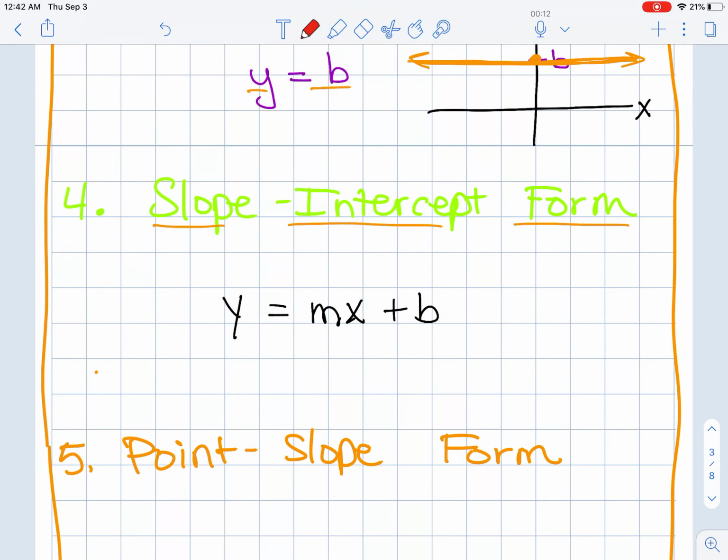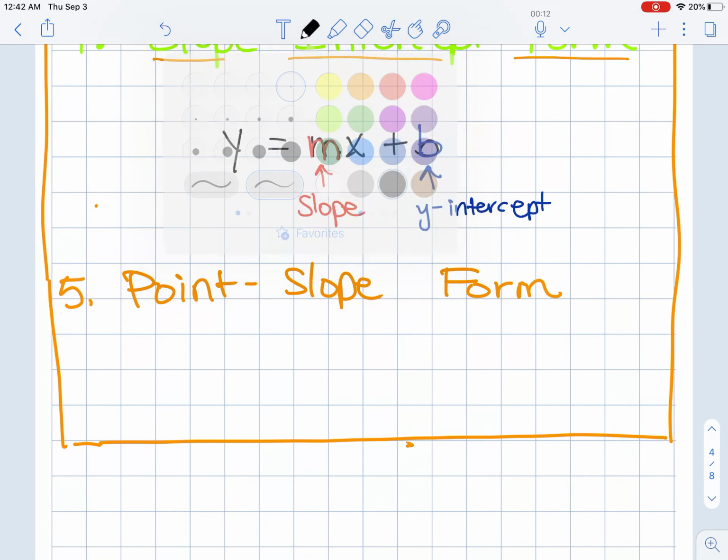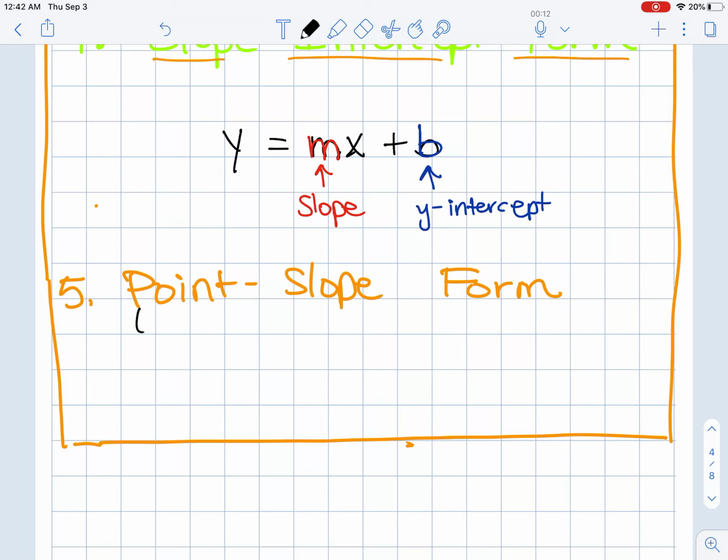And remember, m is just the slope, and b is the y-intercept. Okay, last one that we've already gone over is point-slope form. And remember, a point, we have two coordinates for that. That's the x and the y coordinates, so we'll call it x1, y1 for point 1. And again, slope is m.